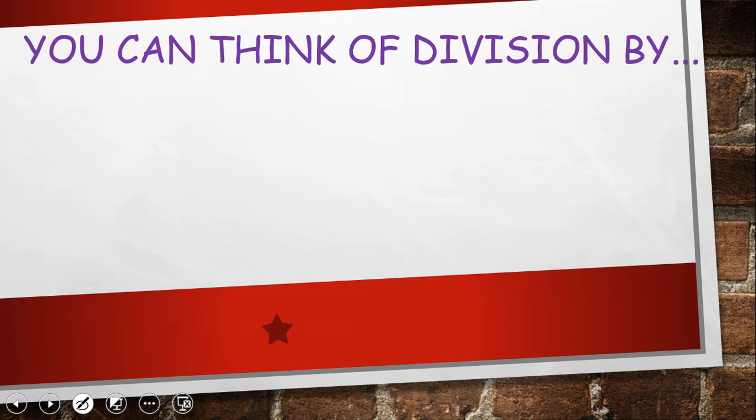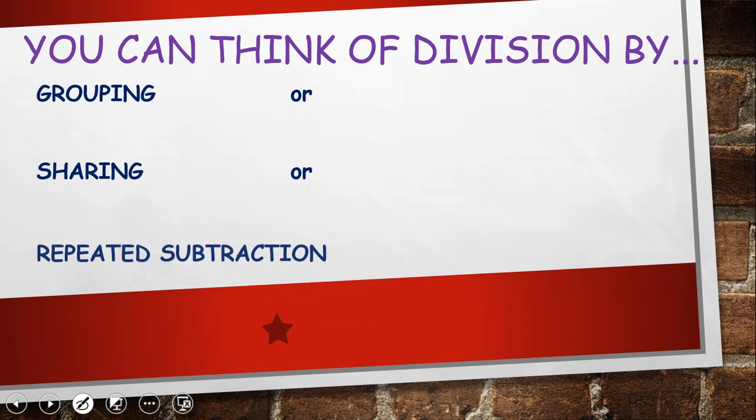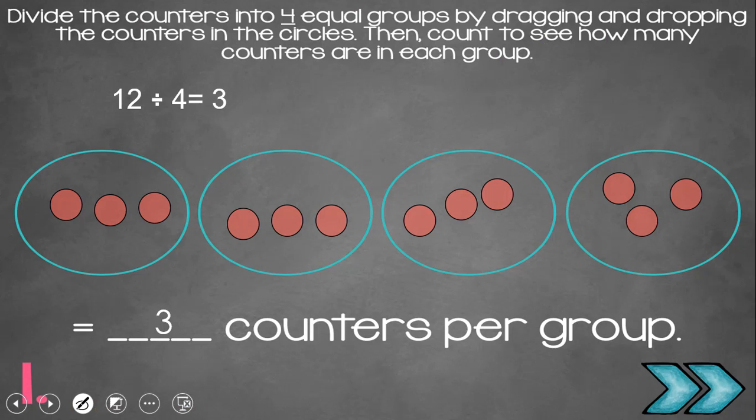So you can think of division by grouping or sharing or repeated subtraction. So here we have 12 counters. So our total is how many we have all together. We have 4 groups, 1, 2, 3, 4 groups. And in each group, we have 3 counters, 1, 2, and 3. So that means that 12 divided by 4 equals 3. So this is our division sentence. Okay, and you guys know that because you have been practicing them all along.